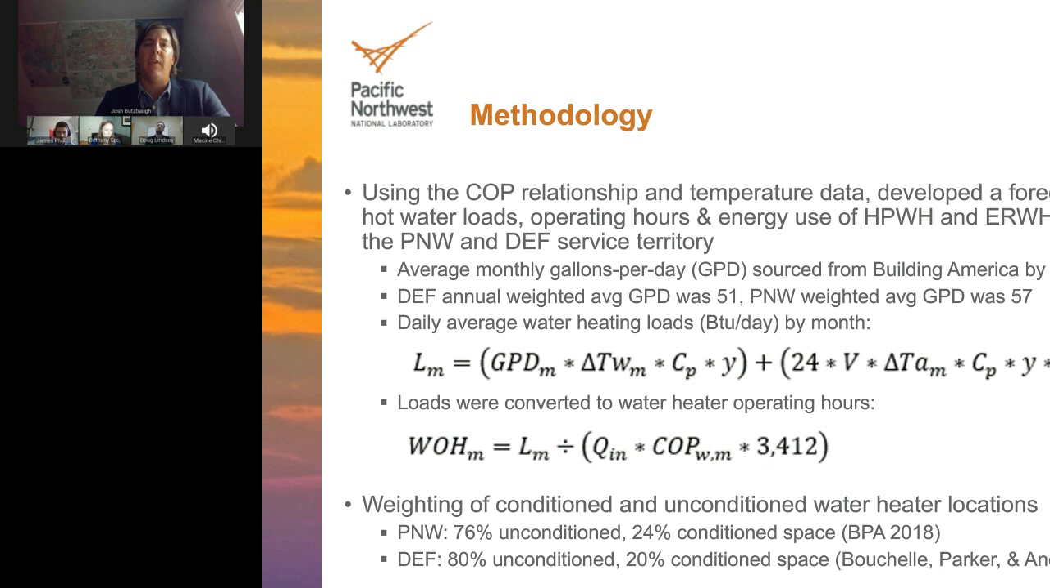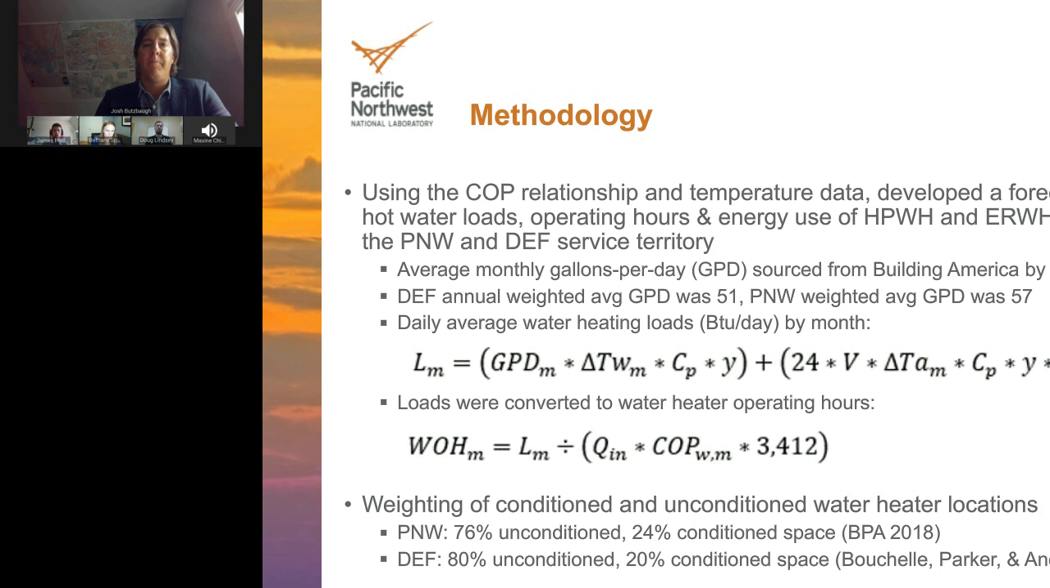So I grabbed the monthly gallons per day numbers from Building America's domestic hot water generator by location, and I weighted them by the locations that I'd weighted using the temperature data. And I ended up with an annual weighted average of 51 gallons per day for Duke Energy Florida and 57 for the Pacific Northwest. And keep in mind that this is based on that target household profile that I mentioned earlier.